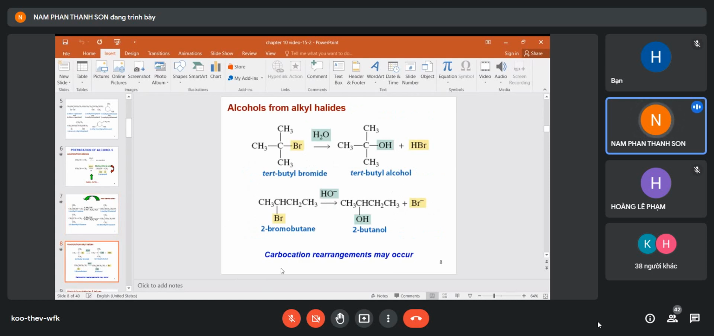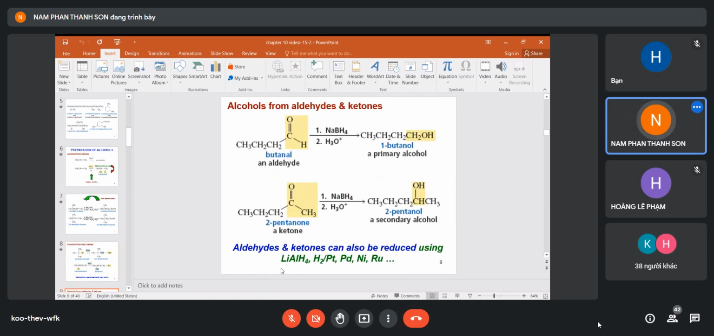Last week, we studied the nucleophilic substitution reaction of alkyl halides. Okay, so we can have alcohols from alkyl halides. We can use hydroxide or water in SN1 or SN2 reaction. We just studied this reaction last week. Remember that if the reaction goes with SN1, we might have rearrangement of the intermediate carbocation, so be careful, okay?